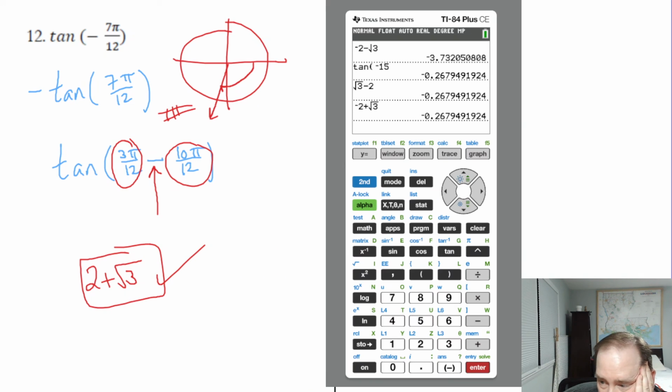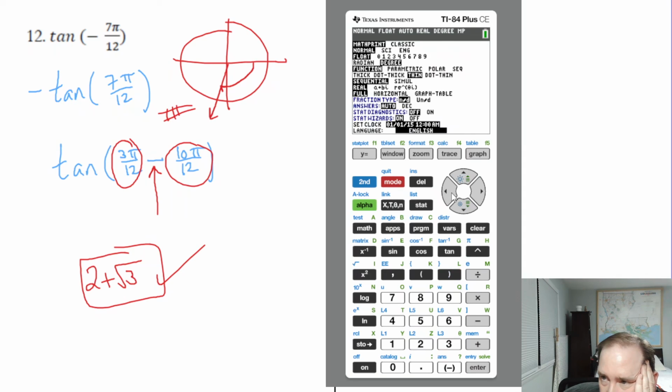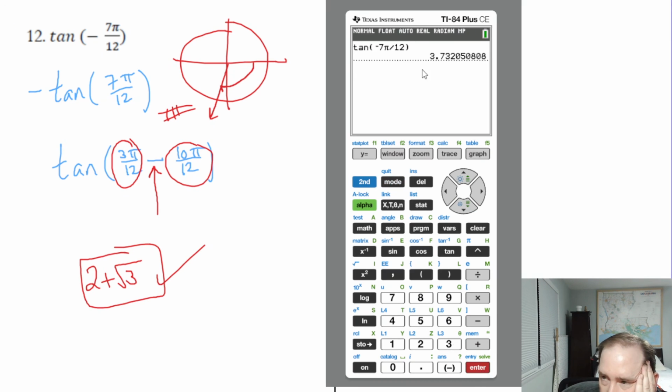Am I right, though? Of course I'm right. Okay, drum roll. Tangent. I think I did this. Didn't I do exactly this in class? Tangent of negative 7 pi over 12. So I'm in degree mode. Almost caught my own self. Make that a radian. So it should be that.